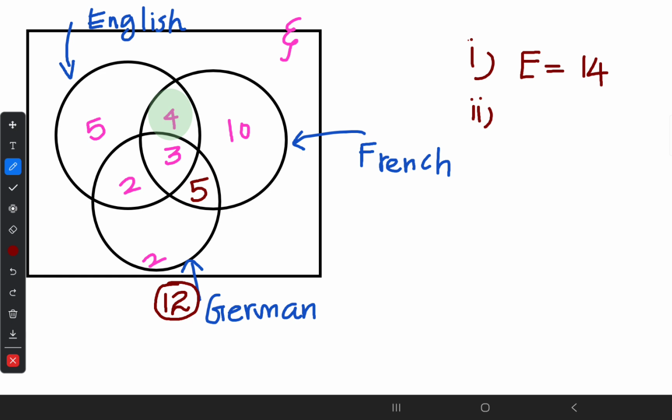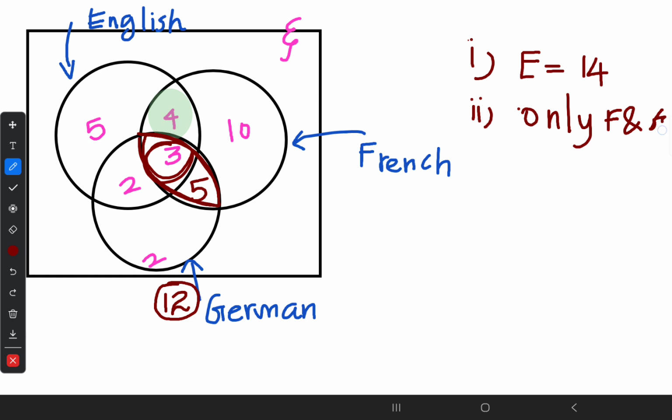And the question was how many can speak French and German only? French and German. That means the French circle and the German circle, so this would be the intersection. Here also we have two regions, these 3 and 5. The question asks French and German only. When you think about these 3, it includes English also, no? These are people who can speak French, German, and English, all 3 languages, but in the condition they asked only French and German.